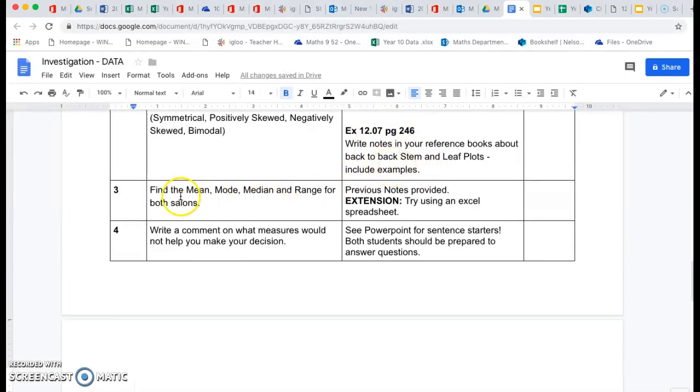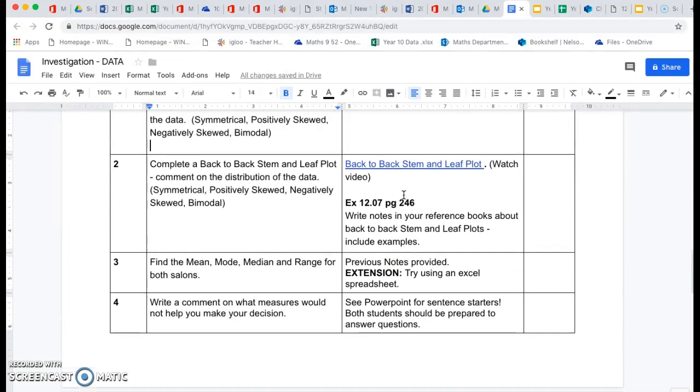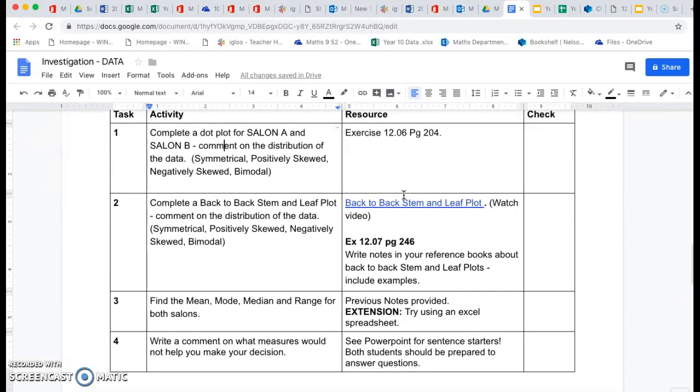For the data, find the mean, mode, median, and also the range for both salons. Make it very clear. You will use your previous notes provided. Some of you might like to try using an Excel spreadsheet to find the mean. Maybe using the mode, you can organise the data.